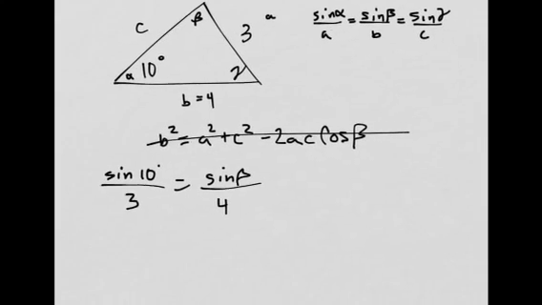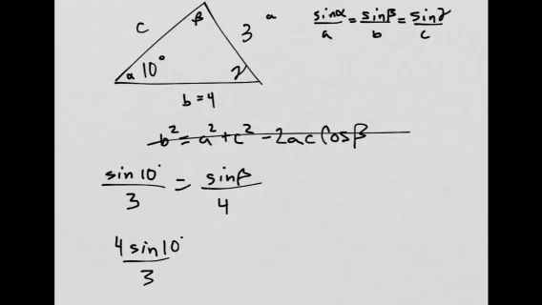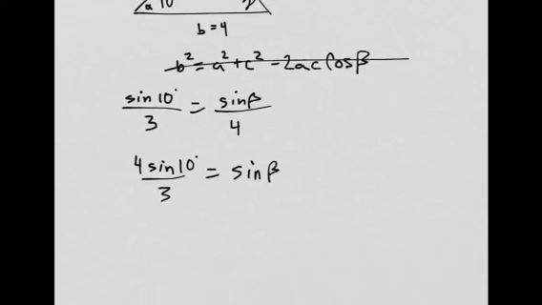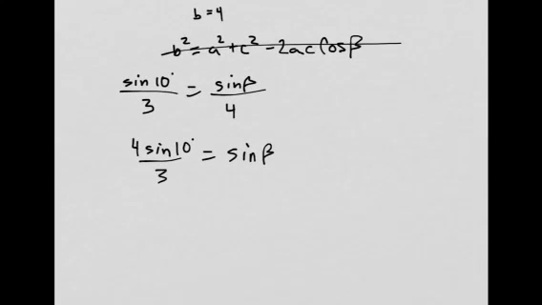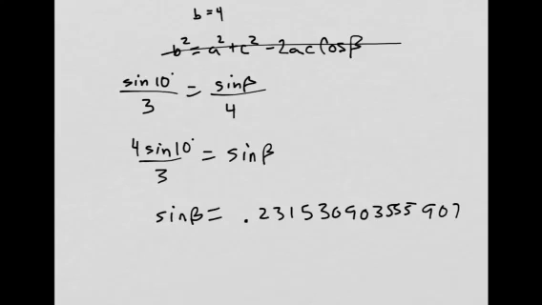So I'll multiply both sides by 4. So I have 4 sine 10 degrees over 3, and that's going to give me my sine of beta, and I'll get that as a decimal. So I get sine of beta equals 0.231530903555907.